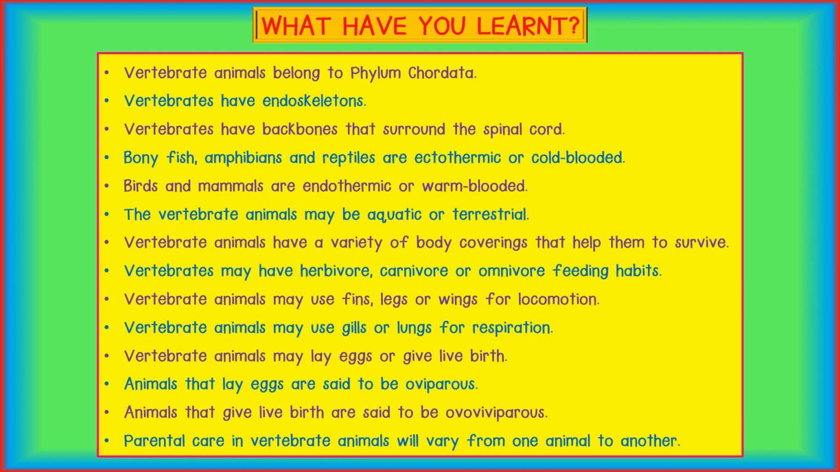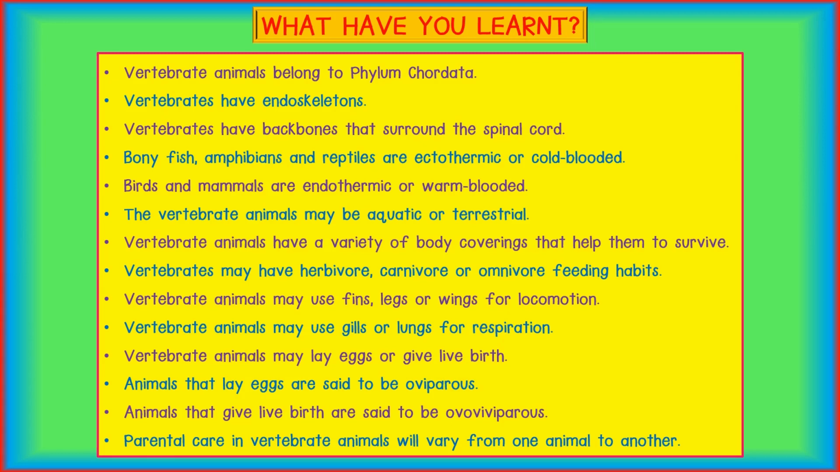Bony fish, amphibians and reptiles are ectothermic or cold-blooded. Birds and mammals are endothermic or warm-blooded. The vertebrate animals may be aquatic or terrestrial. Vertebrate animals have a variety of body coverings that help them to survive.